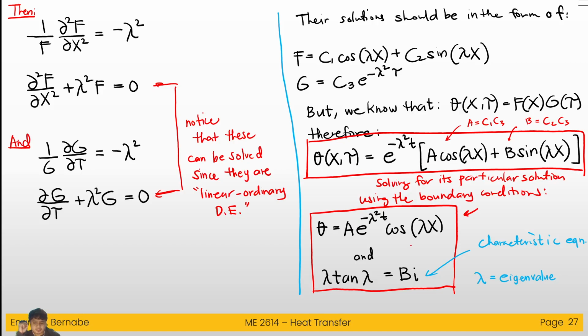No? And if you have infinite solutions, you have to add those solutions to form the solution. Because in linear differential equations, I hope you remember this, there is an important property which is linear superposition.